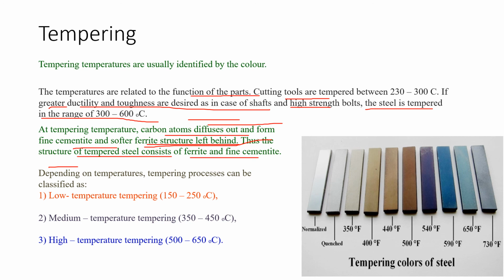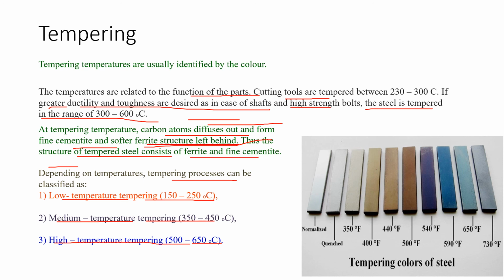Depending on temperature, tempering processes can be classified as low temperature tempering, in the range of 150 to 250 degrees centigrade; medium temperature tempering, in the range of 350 to 450 degrees centigrade; and high temperature tempering, in the range of 500 to 650 degrees centigrade.